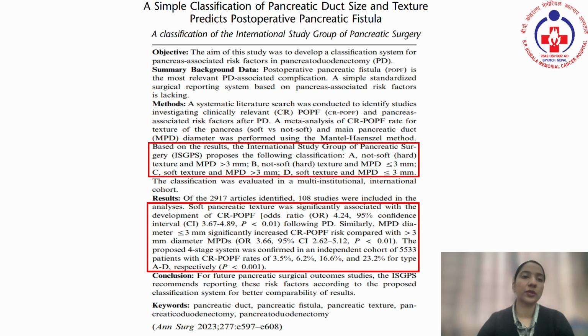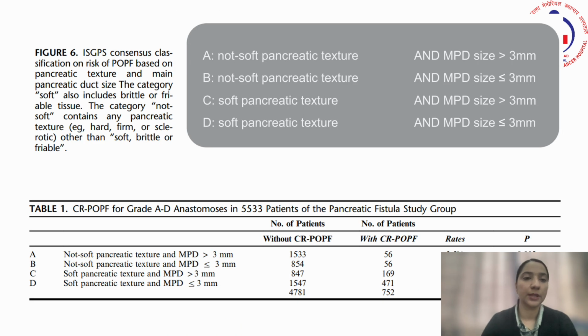And here are some literature. This is a classification given by the International Study Group of Pancreatic Surgery, which has divided the pancreatic texture and the pancreatic size, and categorized the size and the texture in relation to the post-operative pancreatic fistula percentage. And it is categorized as grade A, grade B, grade C, and grade D.